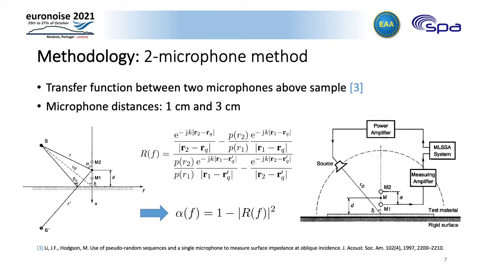For benchmark comparisons, we use the well-established 2-microphone method. This method makes use of transfer functions between 2 microphones above the sample in order to determine the frequency-dependent reflection coefficient and thereafter calculate the absorption coefficient. The microphone distances used in this paper are 1 centimeter and 3 centimeters, and the pressure signals are taken from the boundary element model.